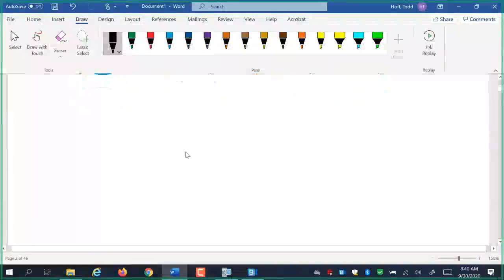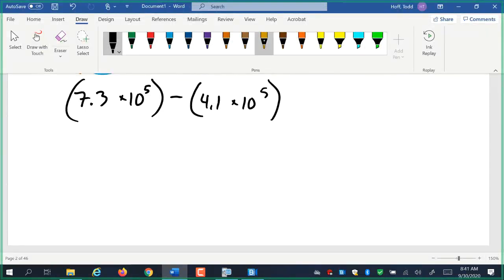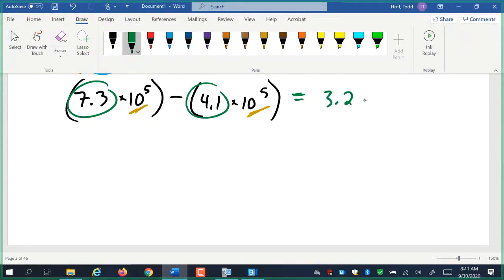When we subtract, we also must keep the same name. Have the same name and keep the same name. So we might have 7.3 times 10 to the 5th minus 4.1 times 10 to the 5th. You'll notice we have the same power of 10. We have the same name. So we will combine the counts. 7.3 minus 4.1 is 3.2. And we keep that same name, times 10 to the 5th.